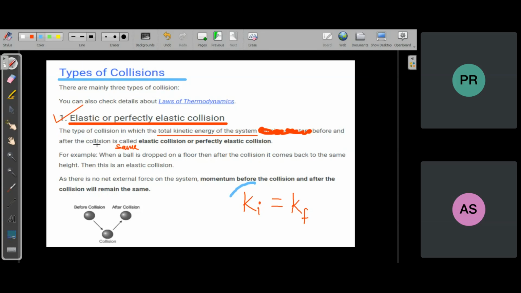No, that is wrong. It is only the initial and final that will be the same. Many books write that kinetic energy is conserved, and that is wrong.